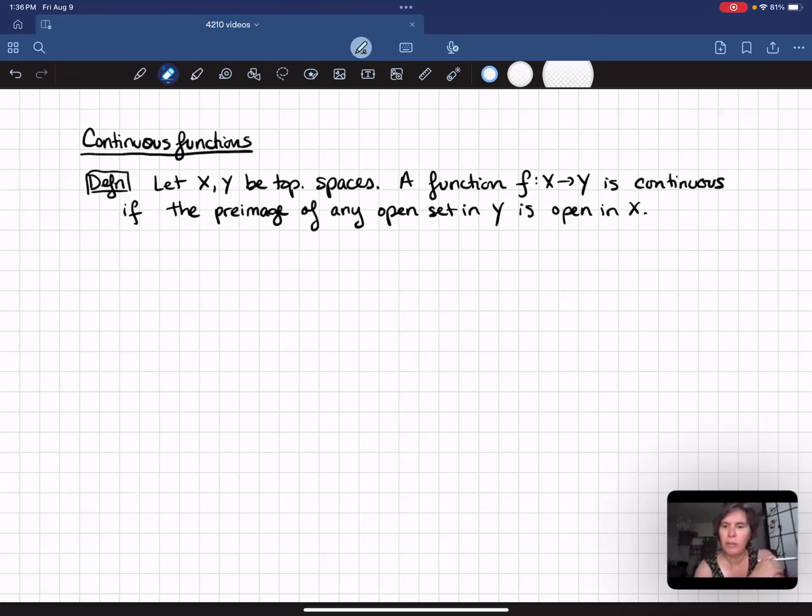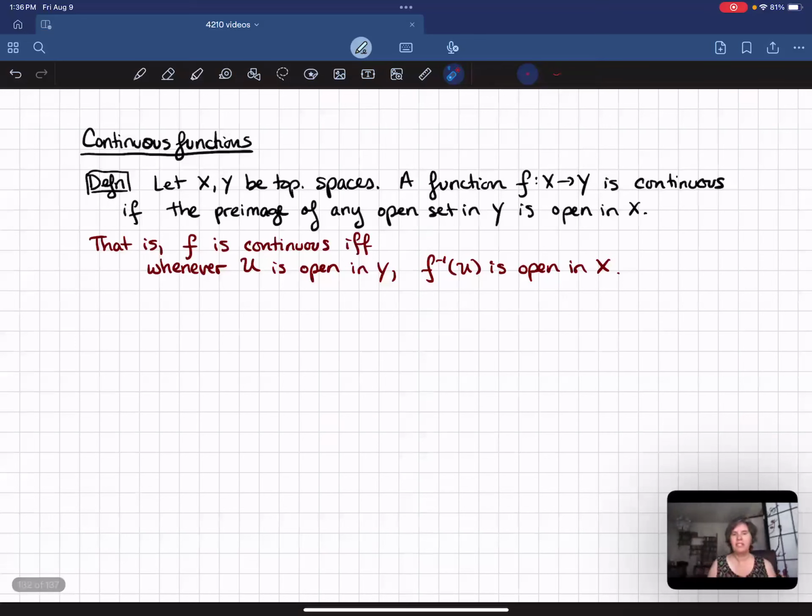In this video, we're going to introduce the definition of a continuous function in topology and then do some simple examples. All right, so here is the definition. Let X and Y be topological spaces. A function f from X to Y is continuous if the pre-image of any open set in Y is open in X. Another way to say that is f is continuous if and only if, whenever U is open in Y, the pre-image of U is open in X.